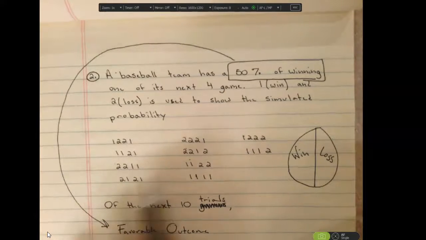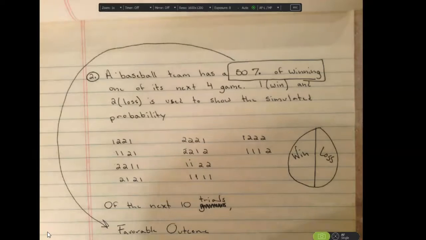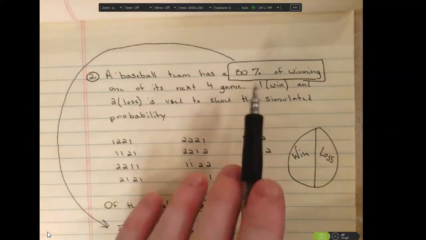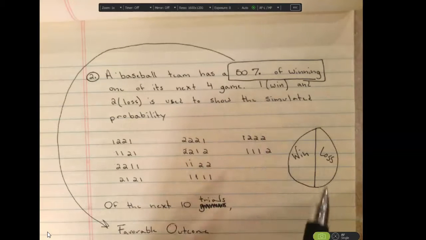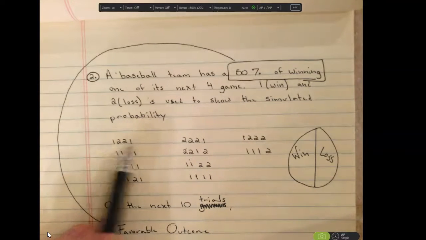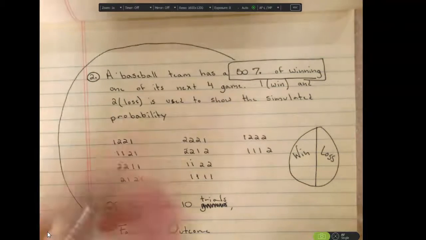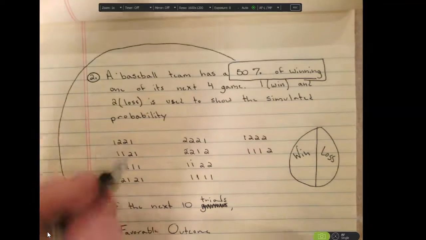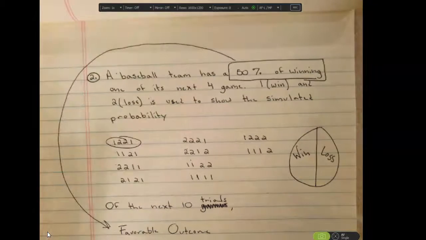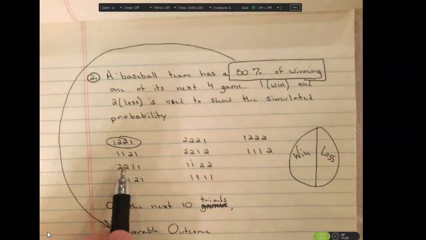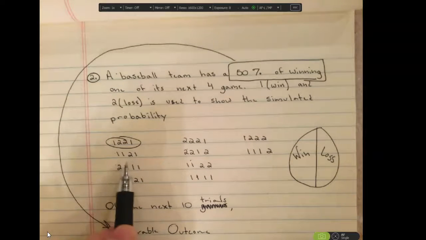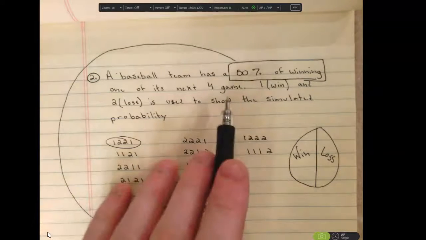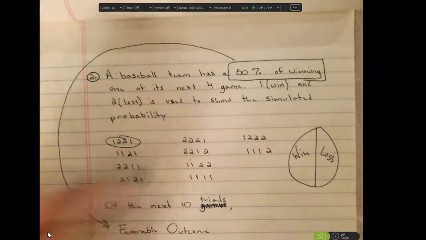How many of my trials had exactly 50% winning? So if I have 4 games, how many of those 4 should be a 1? That should be 2. So I should see 2 1s for it to be favorable. So notice on trial 1, guys, there's 2 wins and 2 losses. So that means they won 50% of the time. Notice on number 2 here, trial 2, they won 3 times and they lost once. It's not favorable because they won more than 50%. So that would be a no.